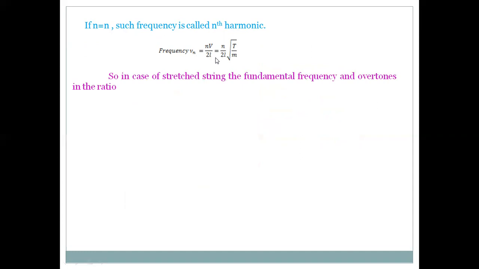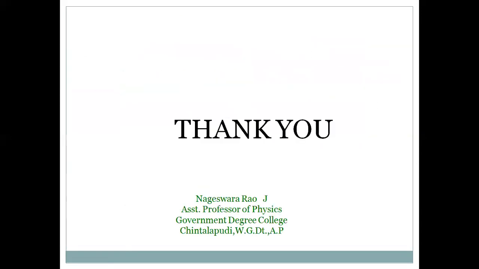Similarly, for n loops, the nth frequency nu n is equal to n v by 2l. Of course, this is the equation for the frequency of such a string in vibration. So from the above equations, the ratio between the fundamental frequency and overtones, nu1 is to nu2 is to nu3 is to nu4, is equal to 1 is to 2 is to 3 is to 4, and so on.